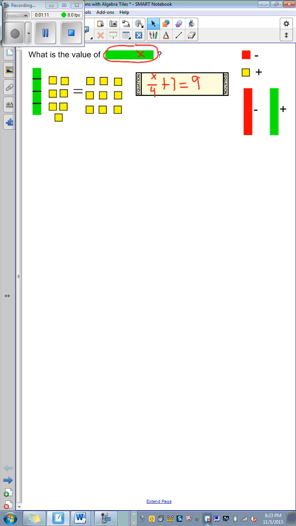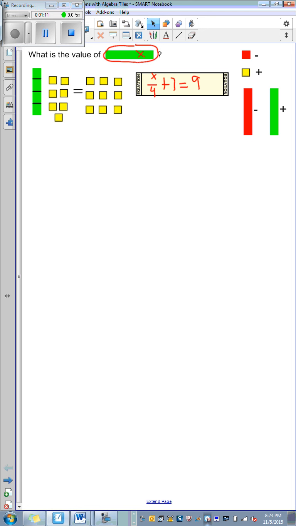First off, we look at this image and we see that this right here is an algebra tile. That's our variable, and we consider that x. If you look at our picture, we see that x is divided into 1, 2, 3, 4 parts. So this is really saying x divided by 4, which we could also write as 1/4 x. And then we have 1, 2, 3, 4, 5, 6, 7, and we see that yellow is positive, so plus 7, and that's equal to 9.